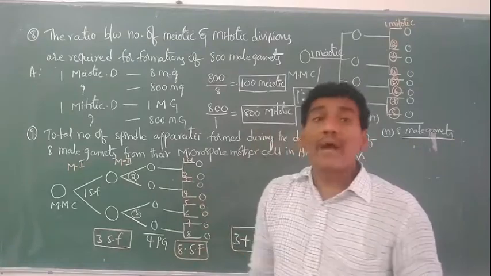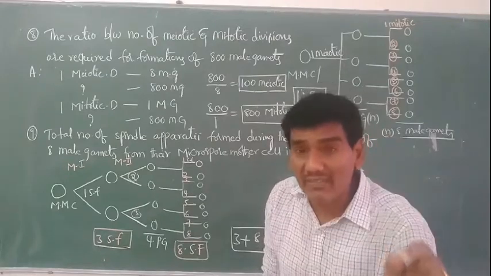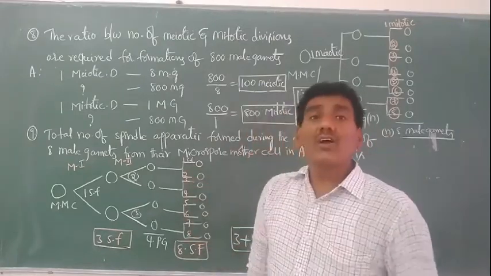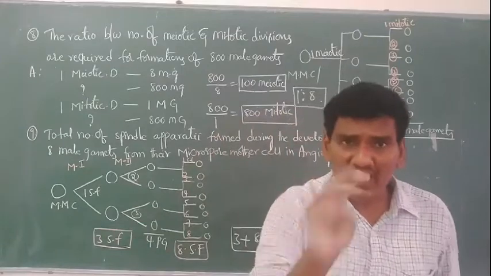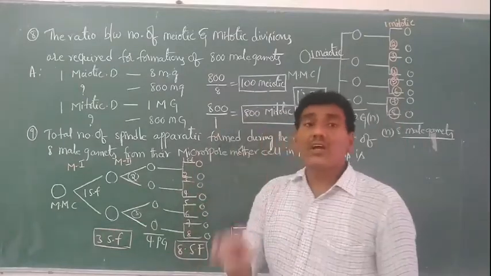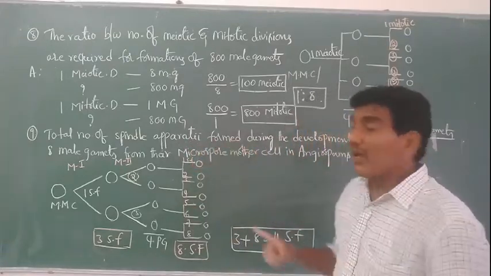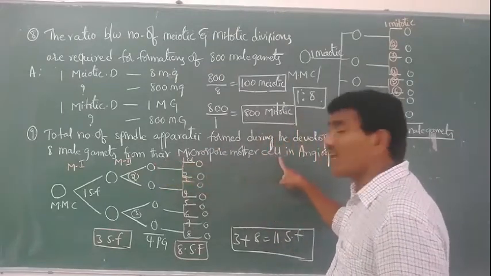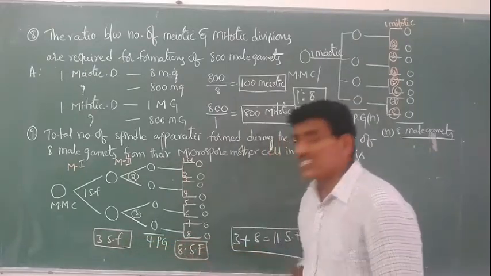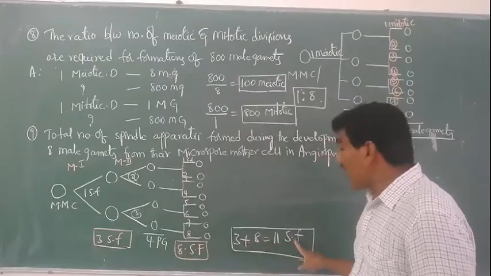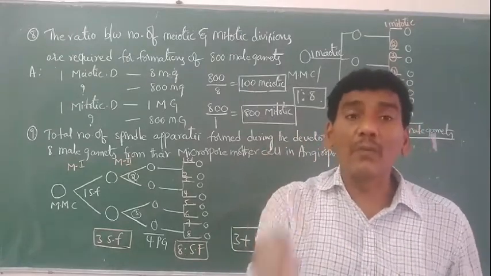Totally how many mitotic divisions are required? 8 mitotic divisions. For 8 mitotic divisions, 8 spindle fibers are involved. In meiosis, 3 spindle fibers; in 8 mitotic divisions, 8 spindle fibers. Totally 3 plus 8, 11 spindle fibers are involved for the formation of 8 male gametes from the microspore mother cell in angiosperms.